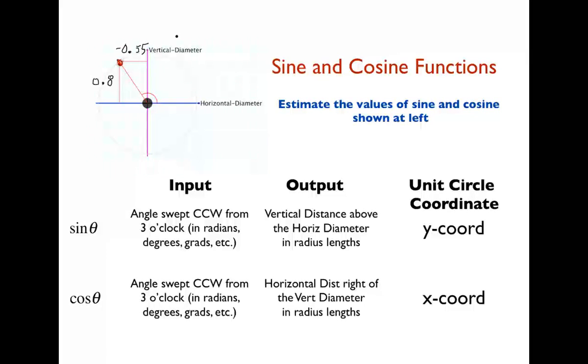Okay. So these values of sine and cosine really end up being what fraction of the radius we are, either above the horizontal diameter or to the right of the vertical diameter. Okay?